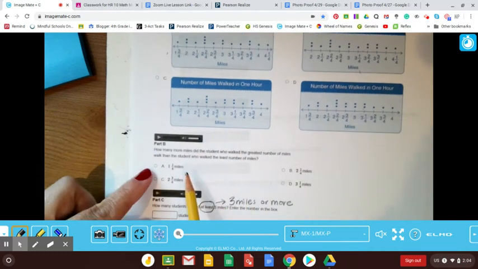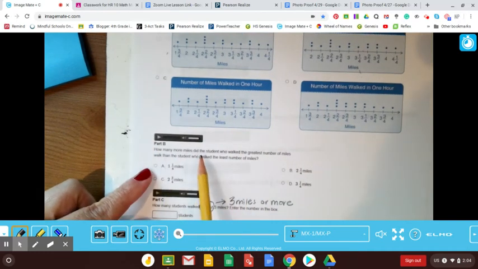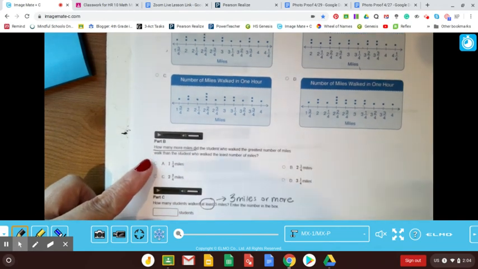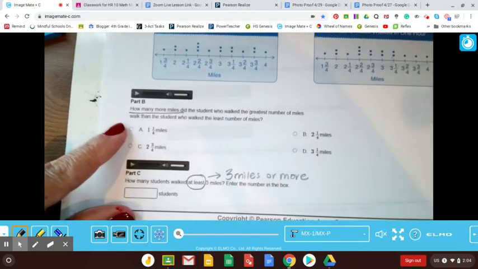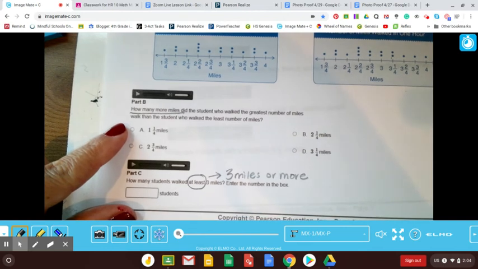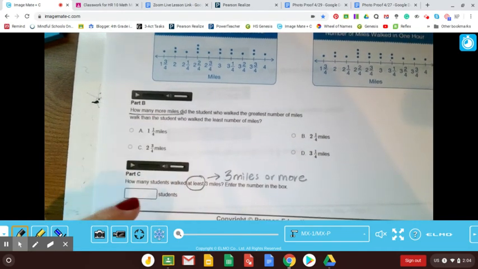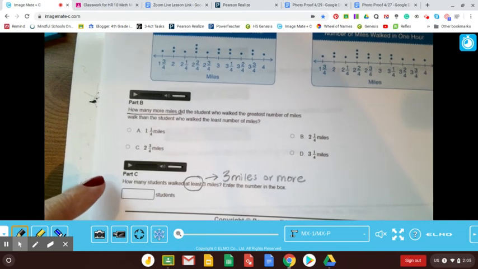Let's take a look at part B. How many more miles, how many more indicates subtraction, did the student who walked the greatest number of miles walk than the student who walked the least number of miles? So this is a subtraction problem, and you're going to have to subtract.